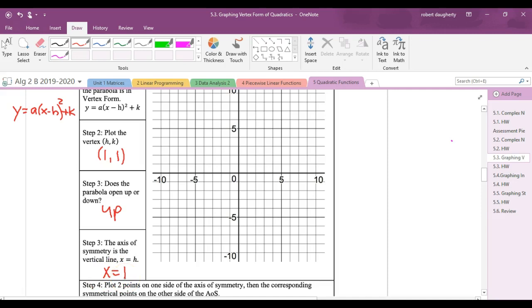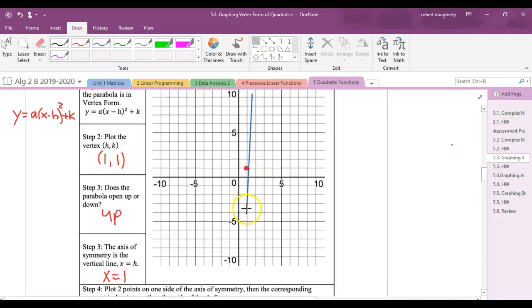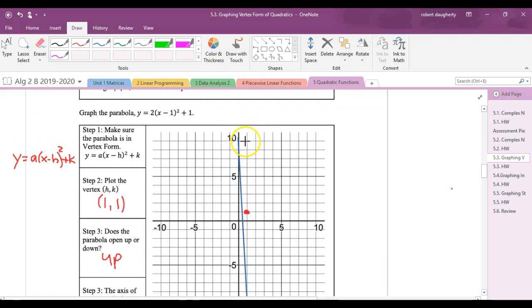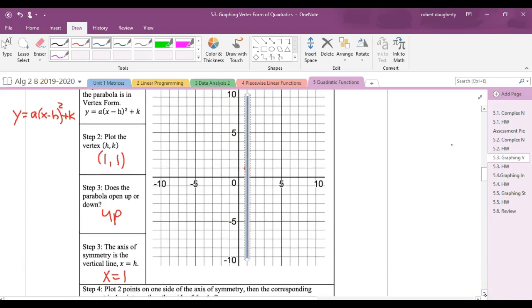So I know the vertex of this parabola is at 1, 1, so I can plot the vertex. The axis of symmetry, we typically do that with a dotted line. So it's going to be something like this. That's my axis of symmetry.